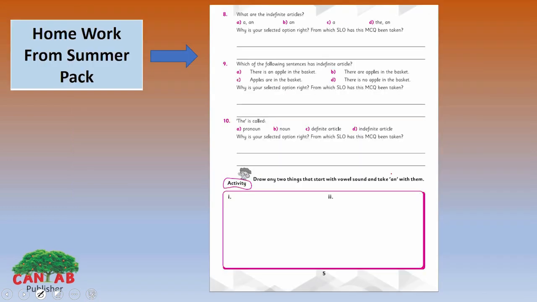Now dear student, this is your homework for summer pack. What you need to do, you have to choose the right option for each. Here there is an activity. Draw any 2 things that start with a vowel sound and write an with them. We have discussed the vowel sound. The words which start with a vowel sound, we add an before them. I hope you can do it easily.